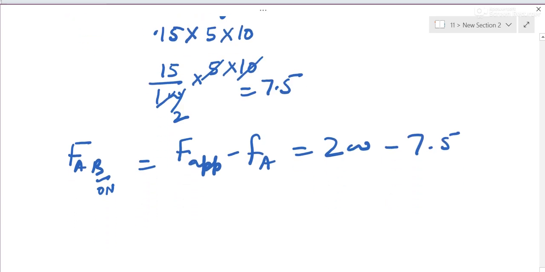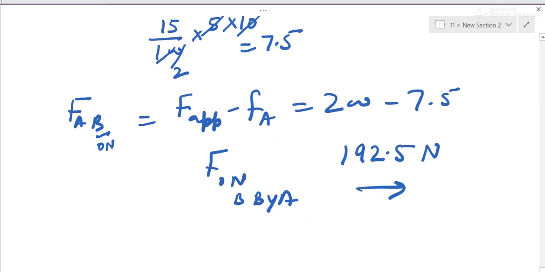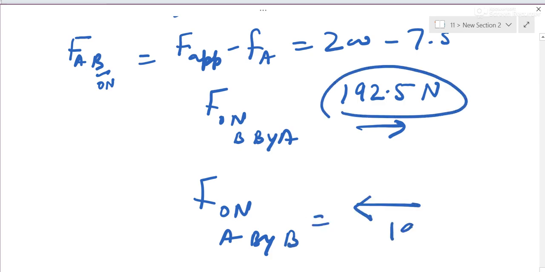So what will it be? It will be 192.5. So this is the force on B by A. A will exert a force on this side. This is the force on B by A, and the force on A by B, which is the reaction force, will be on this side and equal in magnitude. So this is how I have found the second part.